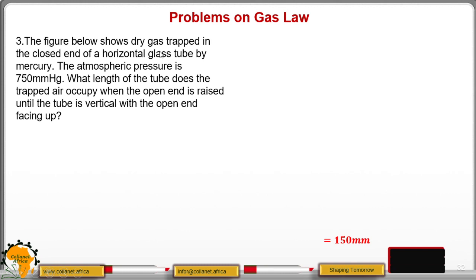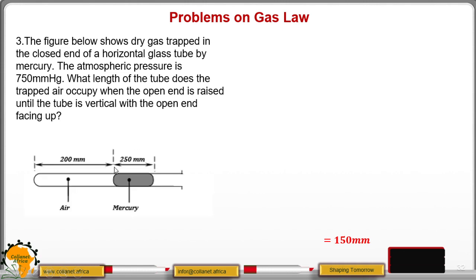From there, we have example 3. The figure below shows dry gas trapped in the enclosed end of a horizontal glass tube by mercury. The atmospheric pressure is 750 mm of mercury. What length of the tube does the trapped air occupy when the open end is raised until the tube is vertical with the open end facing up? So we have this one. We are asking what volume will be trapped when it is vertical.